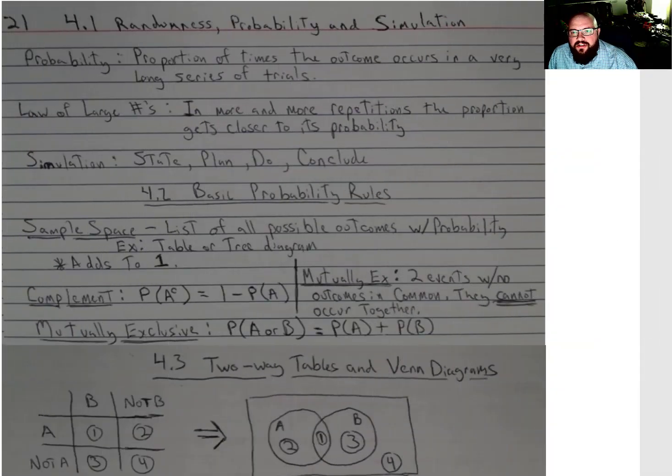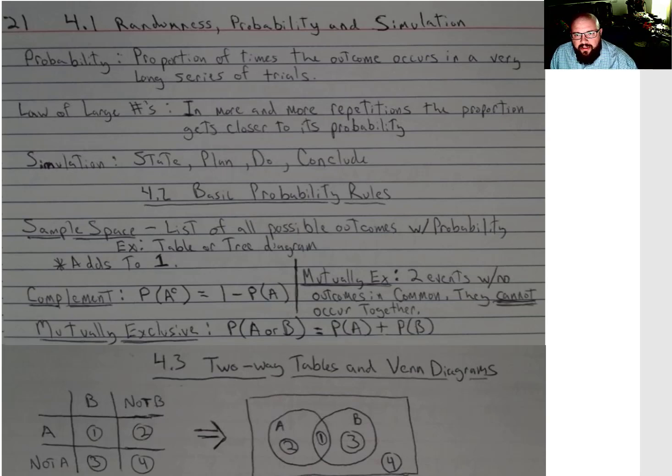Alright, so we're going to jump into Chapter 4 here, dealing with 4.1, 4.2, and 4.3. It's a lot to cover in this first lesson, but it should go by pretty easily. So, 4.1 talks about randomness, probability, and simulation.